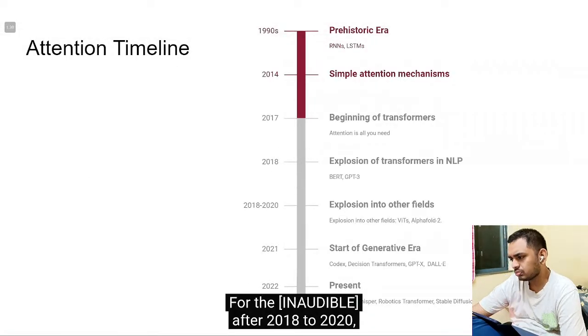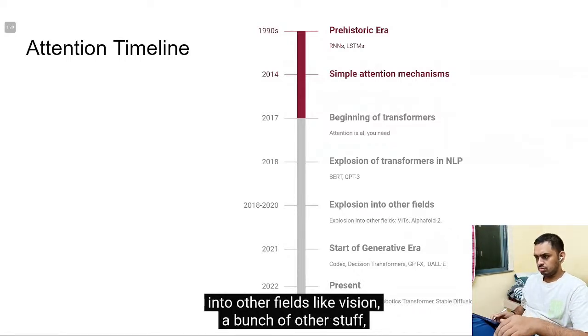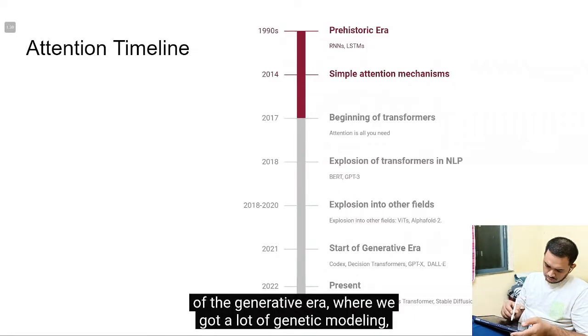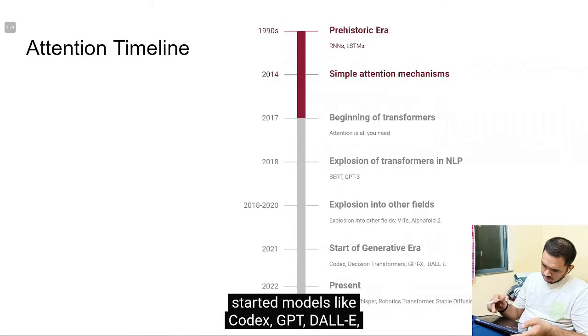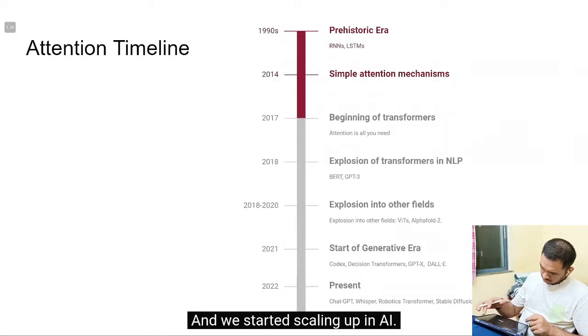After 2018 to 2020, we saw this explosion of transformers into other fields like vision, a bunch of other stuff, and biology, AlphaFold. And in last year, 2021 was the start of the generative era, where we got a lot of generative modeling, with models like Codex, GPT, DALL-E, Stable Diffusion. So a lot of things happening in generative modeling, and so we started scaling up in AI.